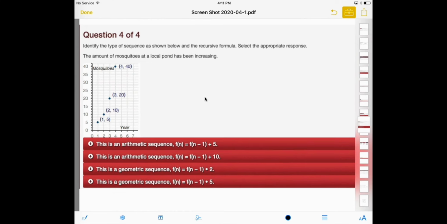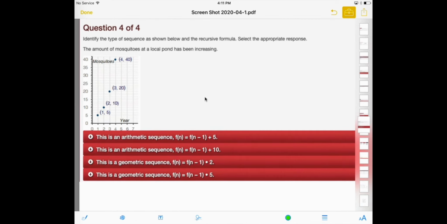All right, and wrapping it up on page 7 with question number 4. So you'll see we have years 1, 2, 3, 4. So that's pretty typical with the x values. And then you have amounts of mosquitoes at a local pond. So we start with 5, 10, 20, and then go to 40. What you'll notice that I just drew in green is that this isn't a straight line like the last graph was. It does follow a curve.